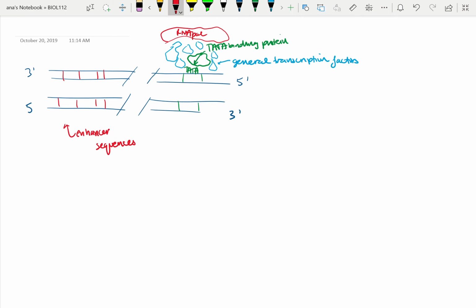So once RNA polymerase has been recruited, it'll start transcribing, and I actually didn't draw these very long, but let's say these were longer. So in eukaryotes, the +1 site that we saw in prokaryotes, we call that the transcription start site.